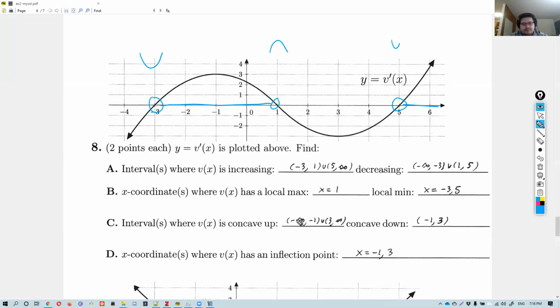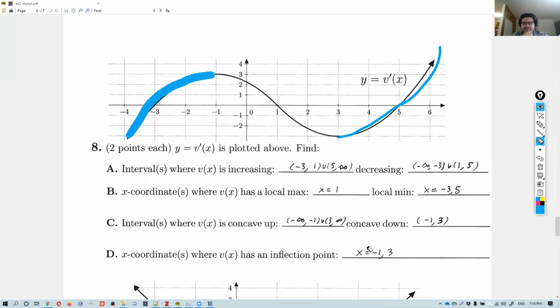For concavity, we visualize taking the derivative of this. So the derivative is going to be positive along this portion, and also this portion, and it's going to be negative along this whole portion. So it's positive along these two parts, and so we have -infinity up to -1, and from 3 up to infinity. And concave down is going to be the complement, so it's going to be from -1 to 3. That's where the derivative is negative.